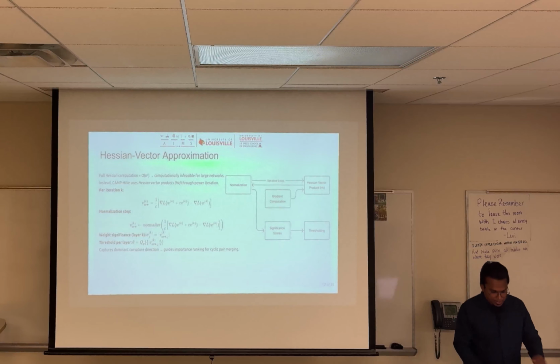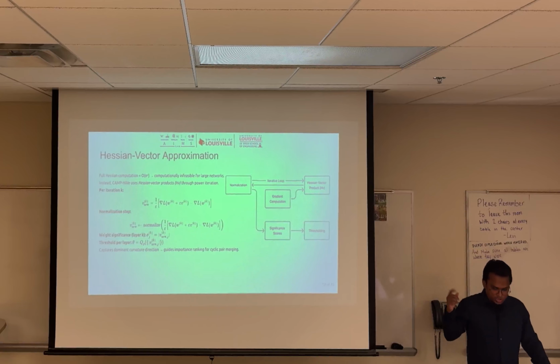Okay, so now let's see why it works for us. Each Hessian-vector product computes at a cost of roughly 2 backpropagation passes. So the complexity is still within O(n), not O(n squared). The resulting vector captures the dominant curvature direction, giving a low-cost approximation of the true Hessian sensitivity.